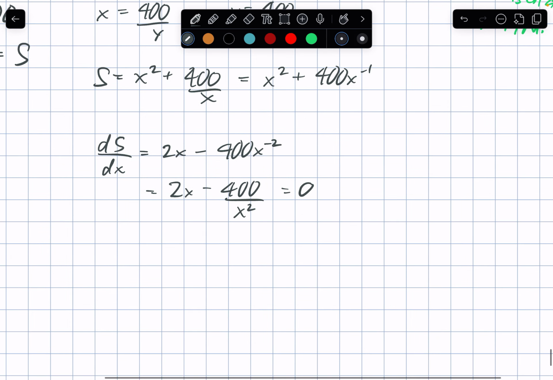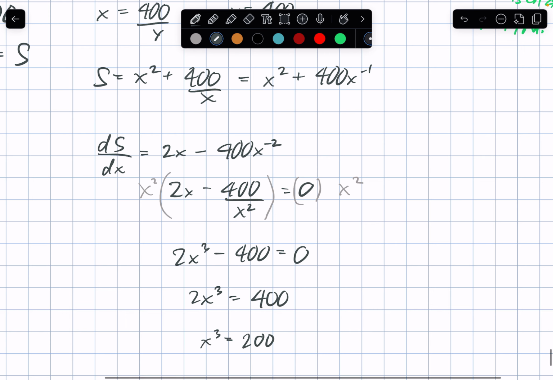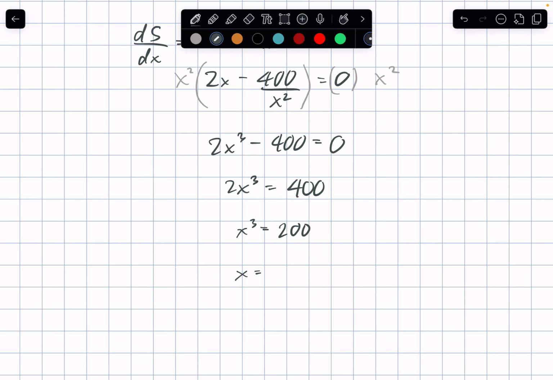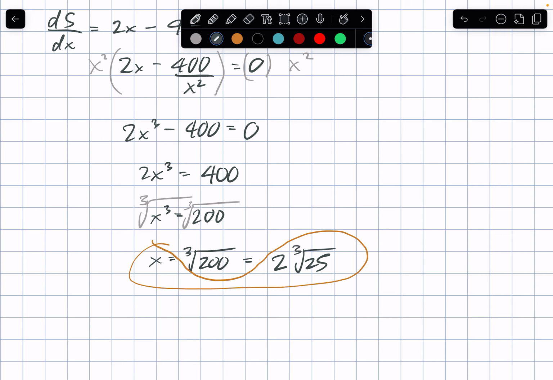Then we equate it to 0. So 2x cubed minus 400 is equal to 0. 2x cubed is equal to 400. x cubed is equal to 200. If we apply cube root on both sides, we have cube root of 200, or if you want to further simplify, sometimes you have to, it's 2 cube root of 25. So that is our x value.